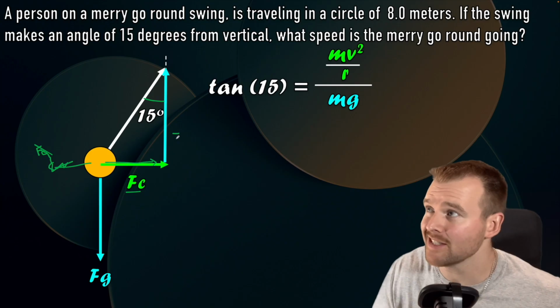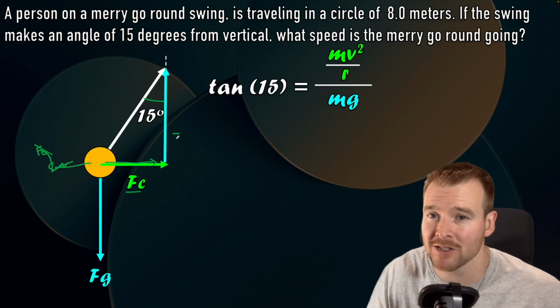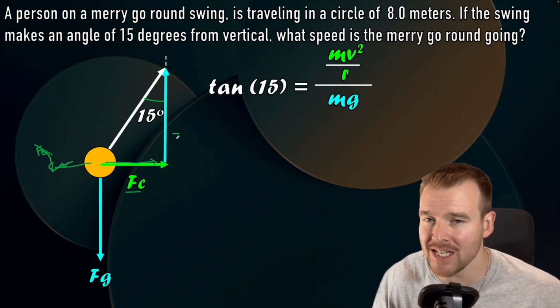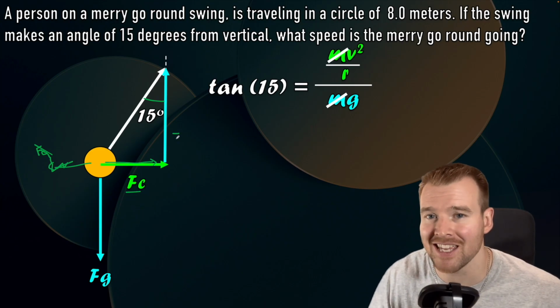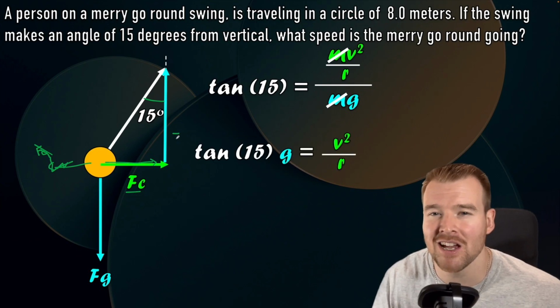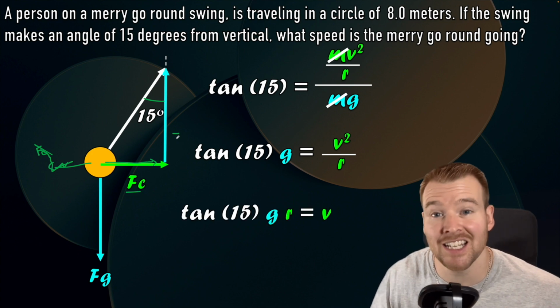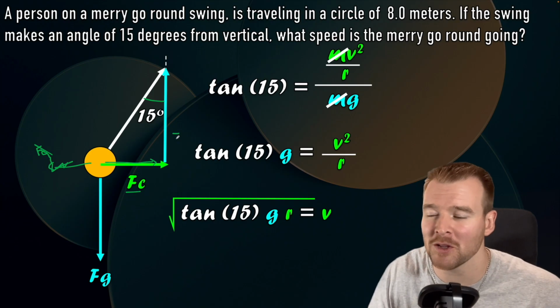At this point, you might be thinking, that's a lot of m's. How am I going to solve this since I wasn't even told the mass of the person? This is where we notice it's mv squared over r divided by mg. There's an m in both of those. M divided by m cancels. We can get rid of that mass. And at this point, we just got to rearrange for velocity. So I'm going to times that g over. So tan 15 times g is equal to v squared over r. Now I'm going to times the r over, take the square root, and we're set up to solve for velocity.